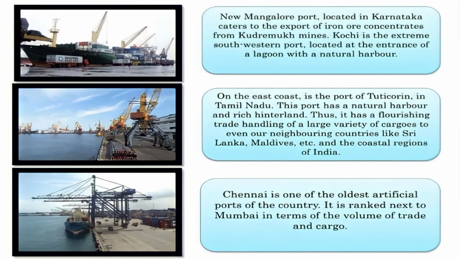We can have the images here. We can see the new Mangalore port located in Karnataka caters to export the iron concentrates from the Kudremukh mines. Kochi is the extreme southwestern port located at the entrance of the lagoon or the saltwater lake with a natural harbor. On the east coast is the port of Tuticorin in Tamil Nadu.